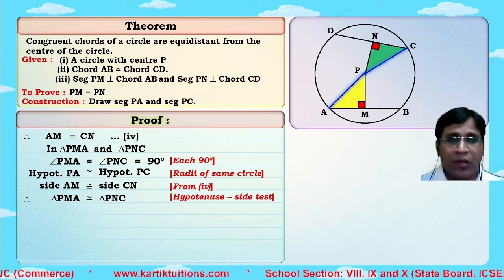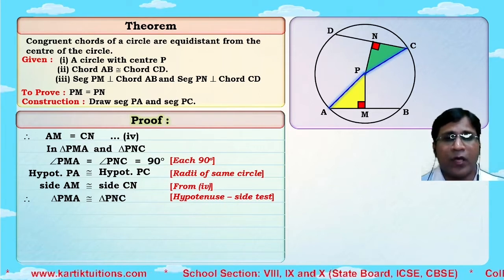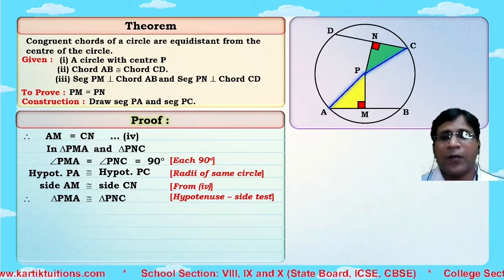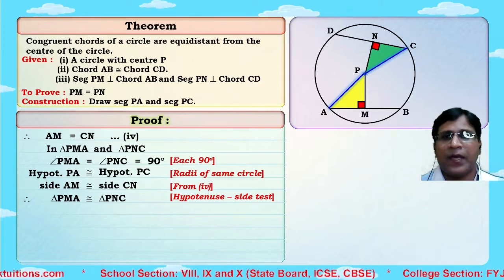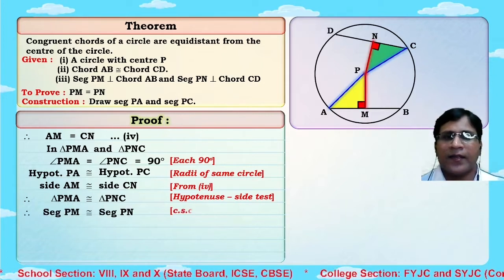Now since the triangles are congruent, the remaining elements are also congruent. When I say remaining elements, I am talking about the remaining third pair of sides, that is PM and PN. So now PM will be congruent to PN, and the reason is CPCT.